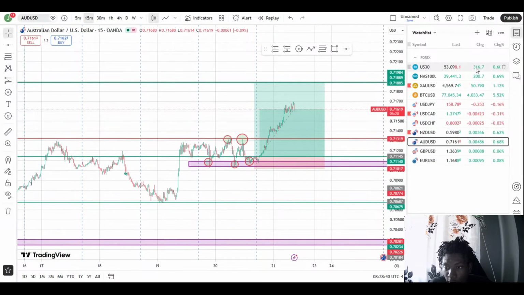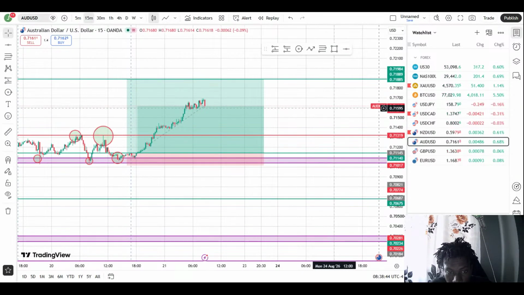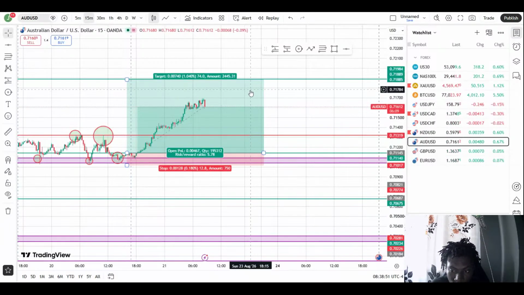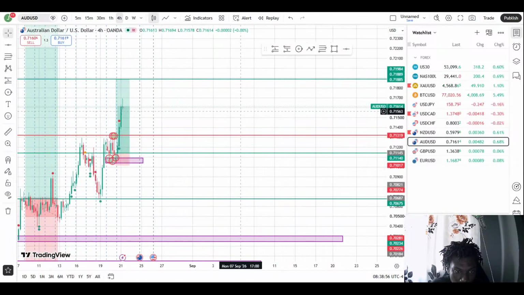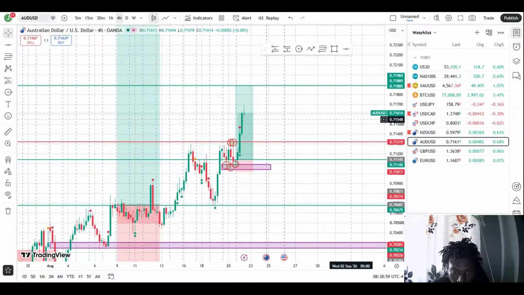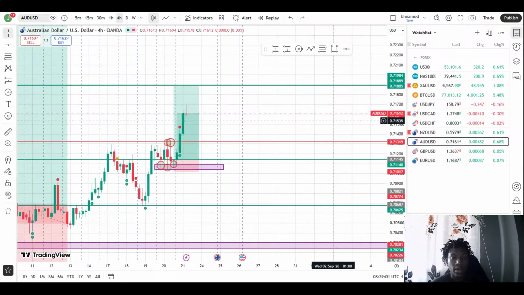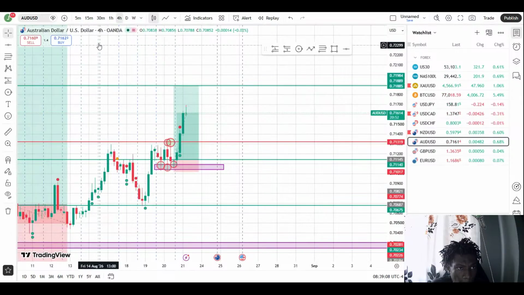US30 was good on the profit account. It really did change some things for me on the profit account, I ain't gonna lie. Now AUDUSD, I'm just being patient with it before the markets close today, because today's Friday, and markets close at 5 p.m. So I'm just going to be patient with that.